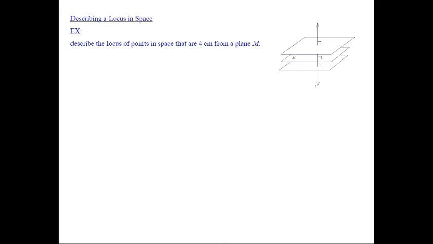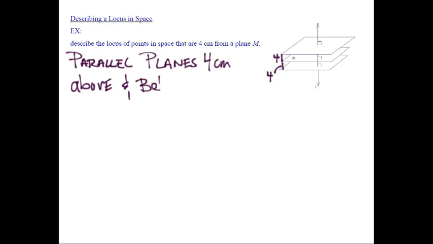And then finally, if I have 3 dimensions, and I'm looking for the locus of points that are 4 centimeters away from a plane M, it means I could go up 4, I could go down 4, and so what I get is parallel planes, one above and one below plane M, that are going to be 4 centimeters away from that plane.